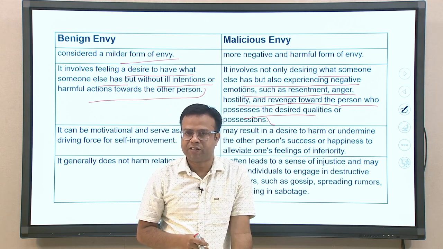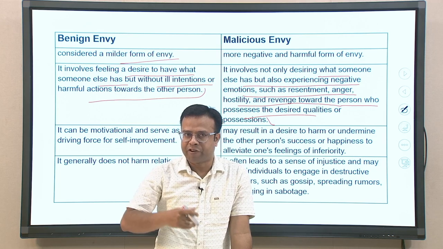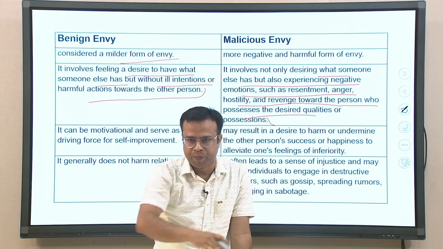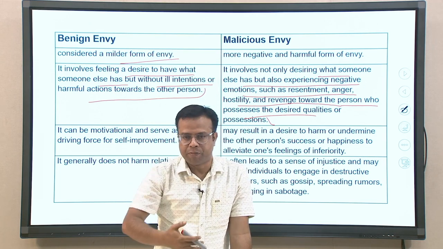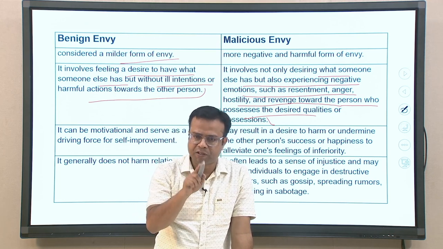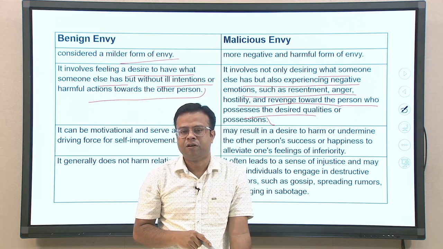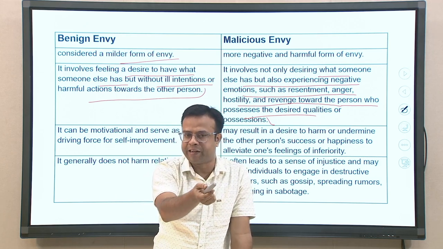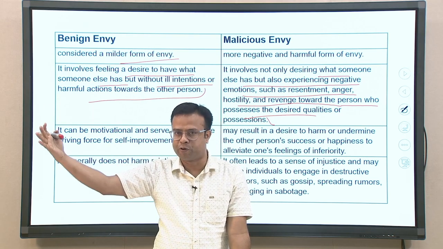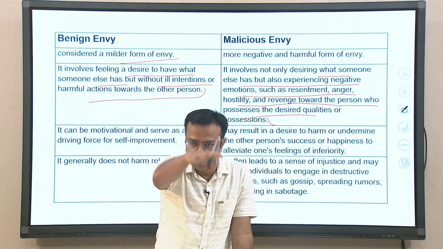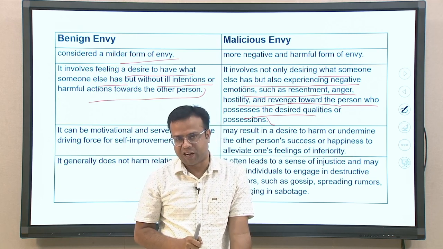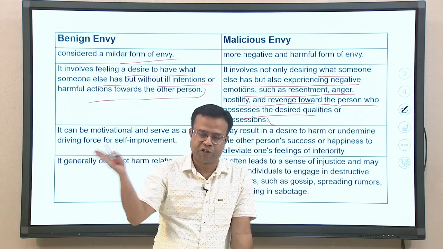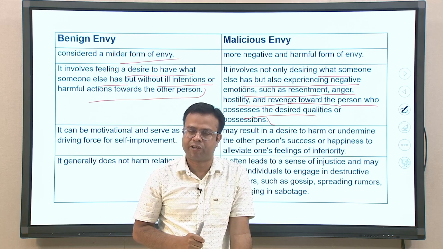Malicious envy is always harmful, and the person, rather than trying to improve themselves, will try to undermine the other person and degrade them with their gossip, with their actions and so on. The person undermines the other person's success or happiness. They will try to find negativities with that person, gossip negatively about that person, so that they feel good about themselves. In some way they will undermine the other person's successes or whatever achievement they have. So it always leads to negative emotions and outcomes.